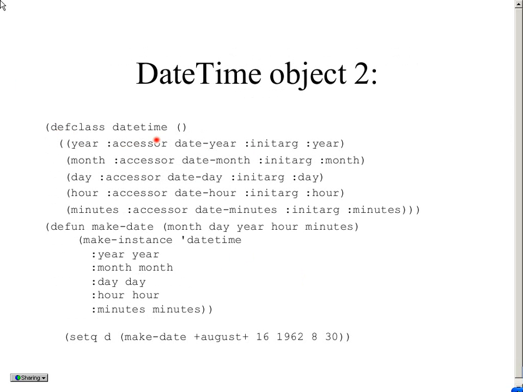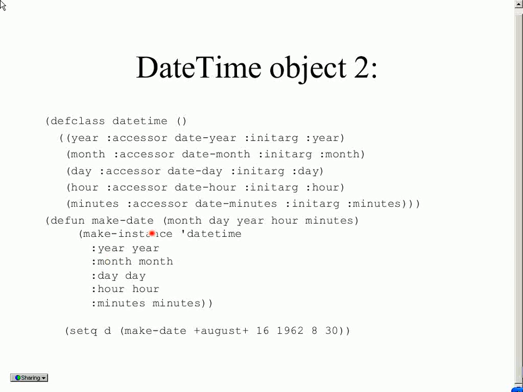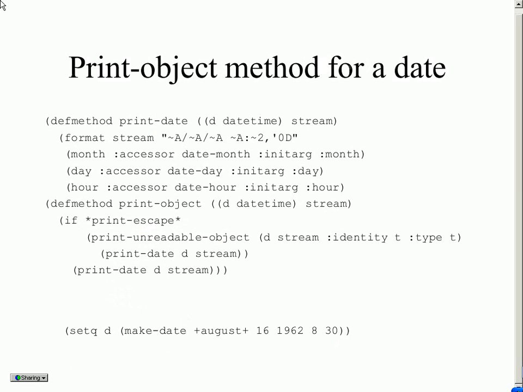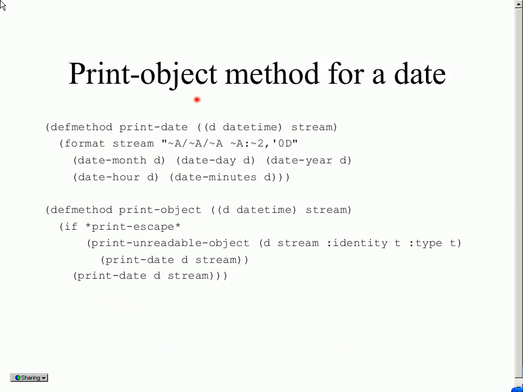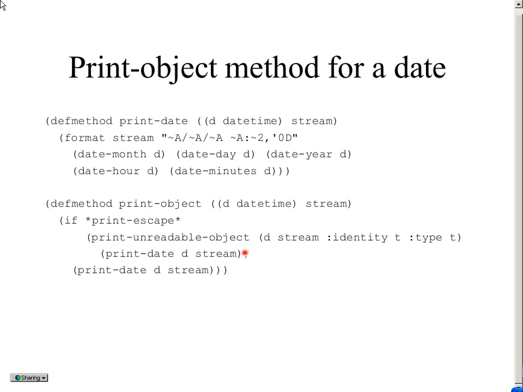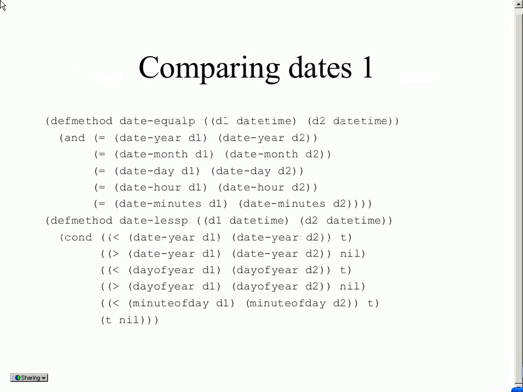And here we have a class called datetime, and it's got slots: year, month, day, hour, minutes. And here we have the constructor function makeDate, which takes an argument for each slot and creates an instance of a datetime object. And here's an example. When you have a datetime instance, you want to print it out in some way that's desirable, and so we have a couple of examples here. This one's using format and this one's using print, and you try those out and you get a printed representation of the date.